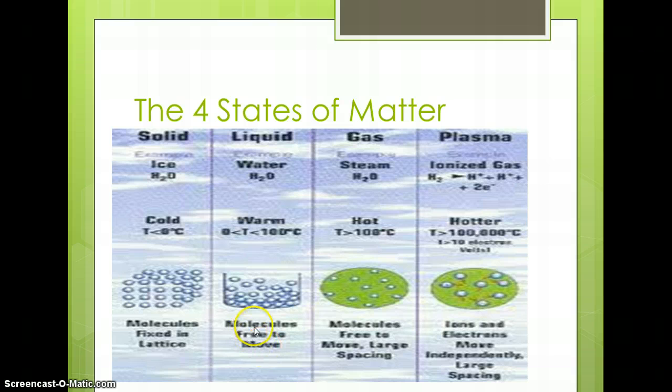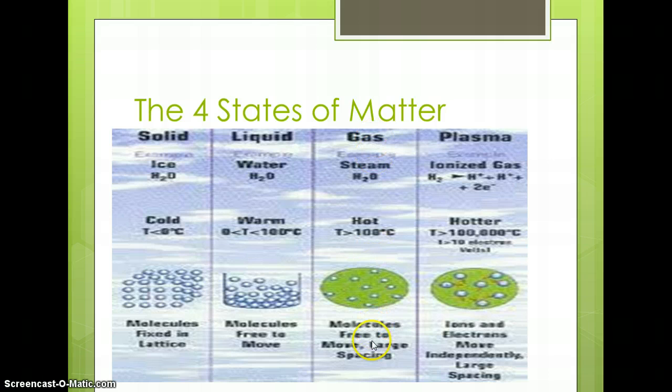Liquid has no fixed shape and a fixed volume. The molecules can move past each other. They still move fairly slowly, and liquid takes the shape of the container. So it takes the shape of whatever container it is in, so it doesn't have a fixed shape, but it does have a fixed volume. The volume stays the same. And an example of that is water.